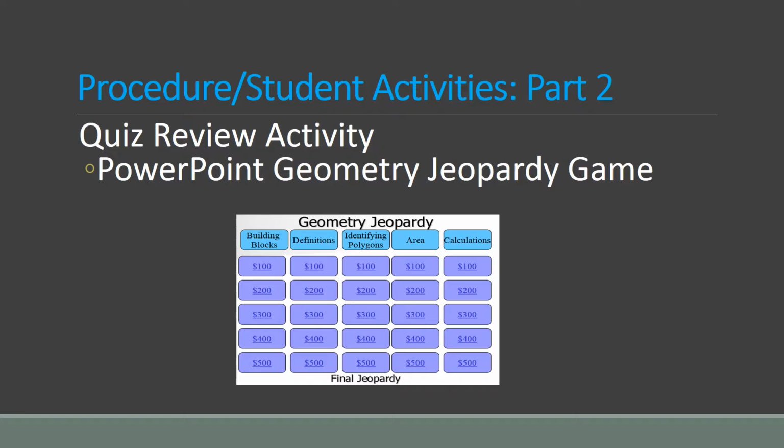The second part of the lesson will be a review for an upcoming quiz on this lesson and the previous 2 lessons in the unit. It will be in the form of a PowerPoint geometry Jeopardy game.